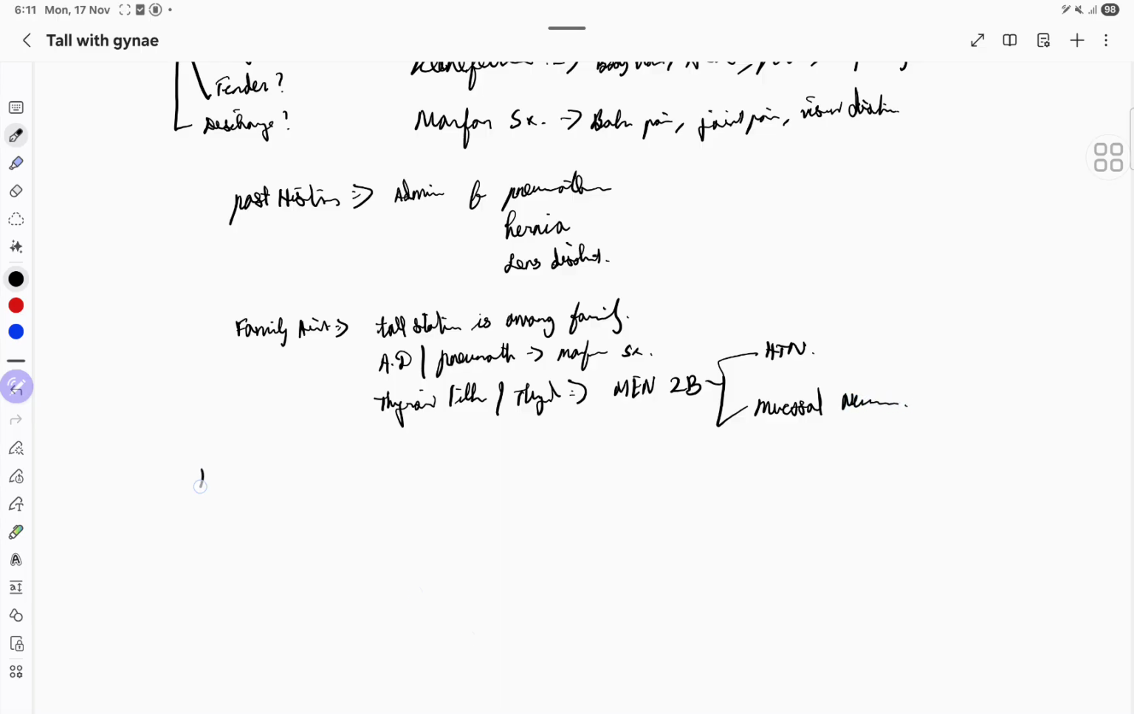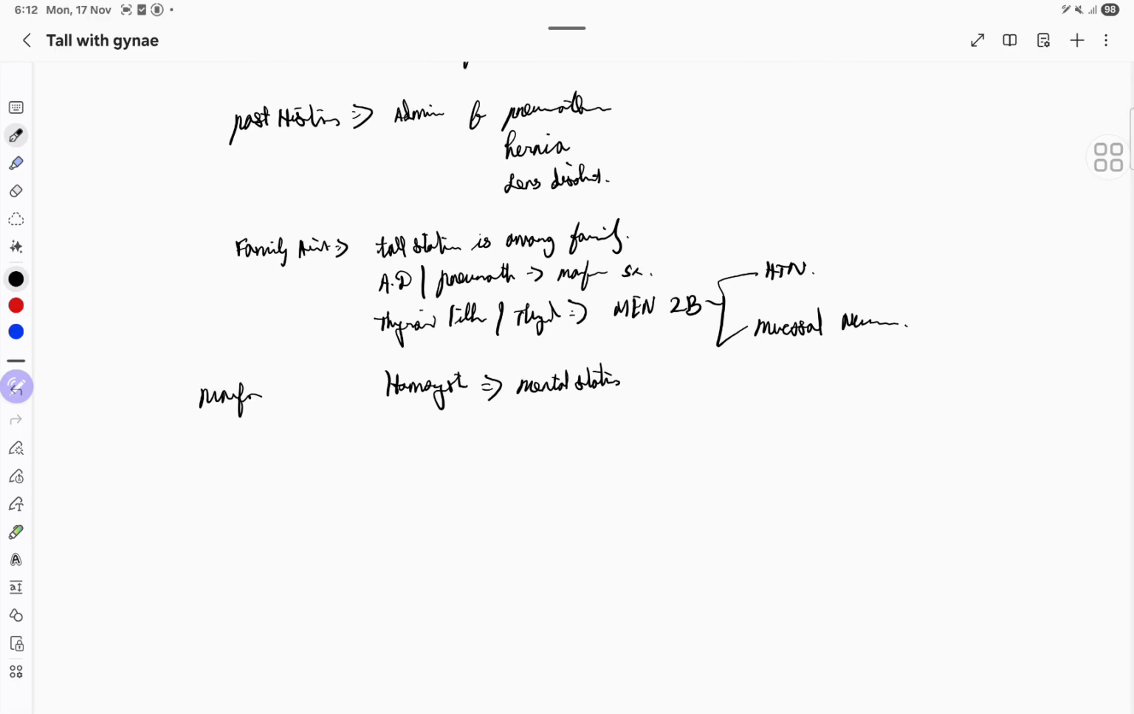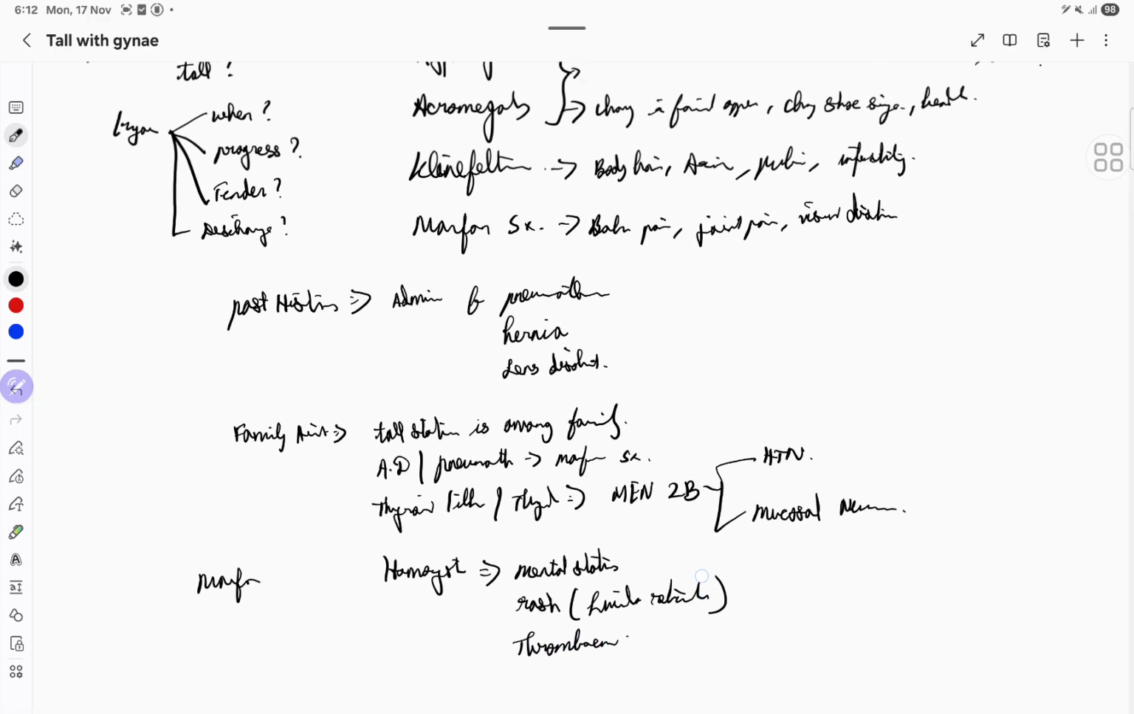The close differential for Marfan is homocystinuria. So assess the mental status of this patient and search for the rash, which is livedo reticularis, and any event of thromboembolism, which will favor homocystinuria.